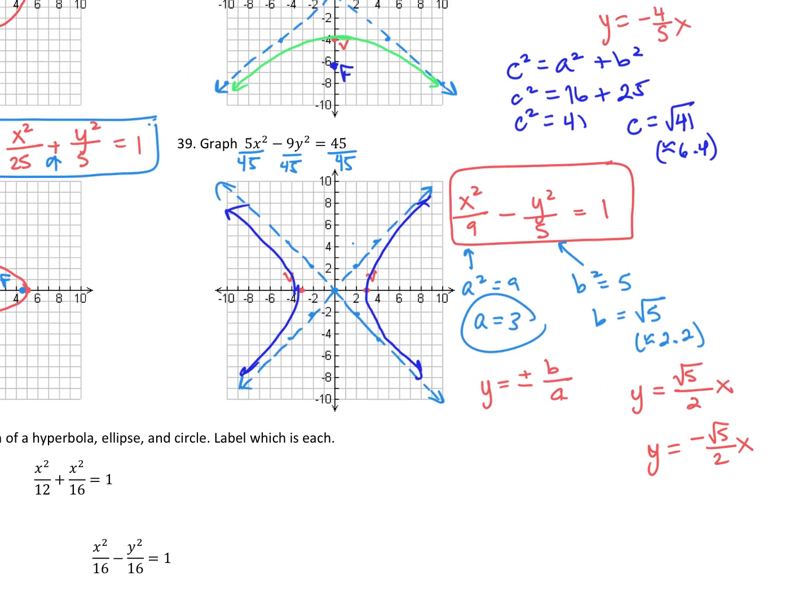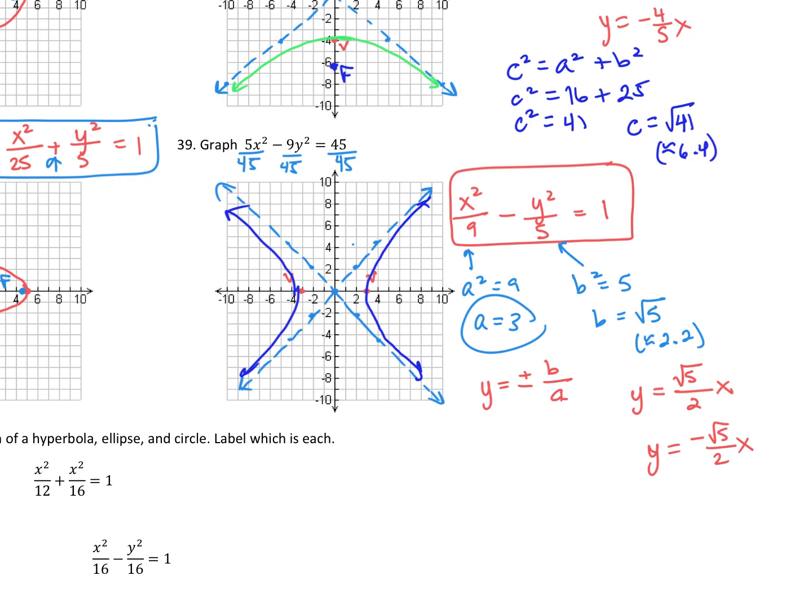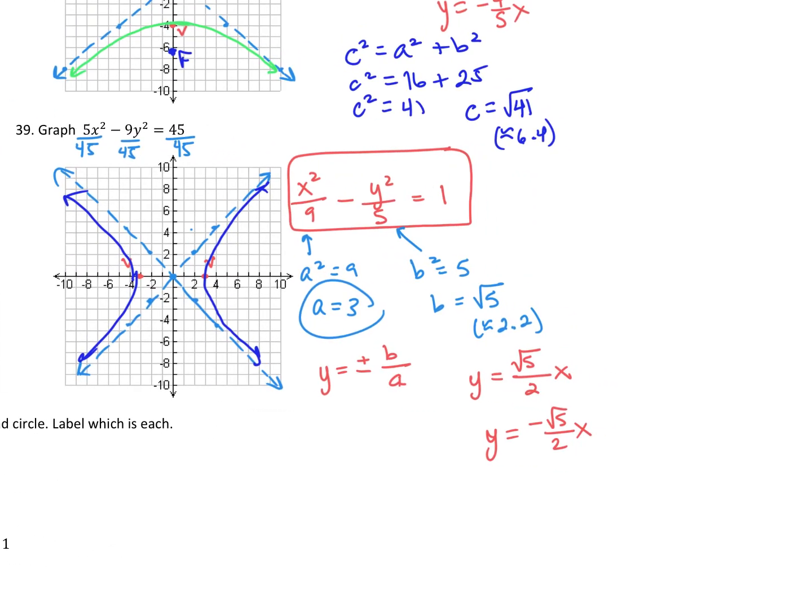So the foci we're going to find with a Pythagorean relation. The Pythagorean relation for hyperbolas is c squared equals a squared plus b squared. We're trying to figure out the value of c. That tells us where to put our foci. So our a squared is 9, our b squared is 5. So c squared is equal to 9 plus 5, which is 14. And that makes c equal to the square root of 14. Now the square root of 14 is about equal to 3.7.